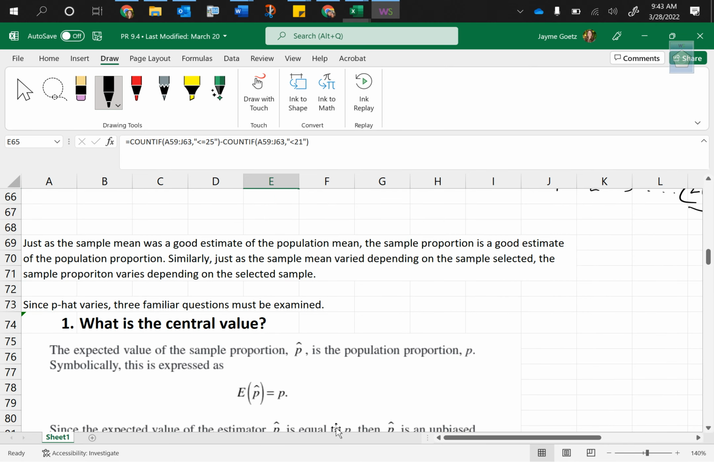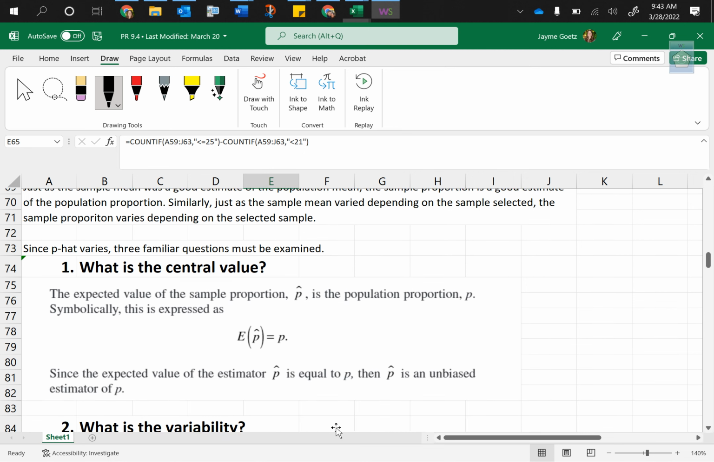Now, just as the sample mean was a good estimate of the population mean, the sample proportion is a good estimate of the population proportion. Similarly, just as the sample mean varied depending on the sample selected, remember we talked about how if I were to find the average height of this sample, it's going to be very different than the average height of this sample. It depends on the sample that I selected. The sample proportion is going to vary depending on the sample that you choose.